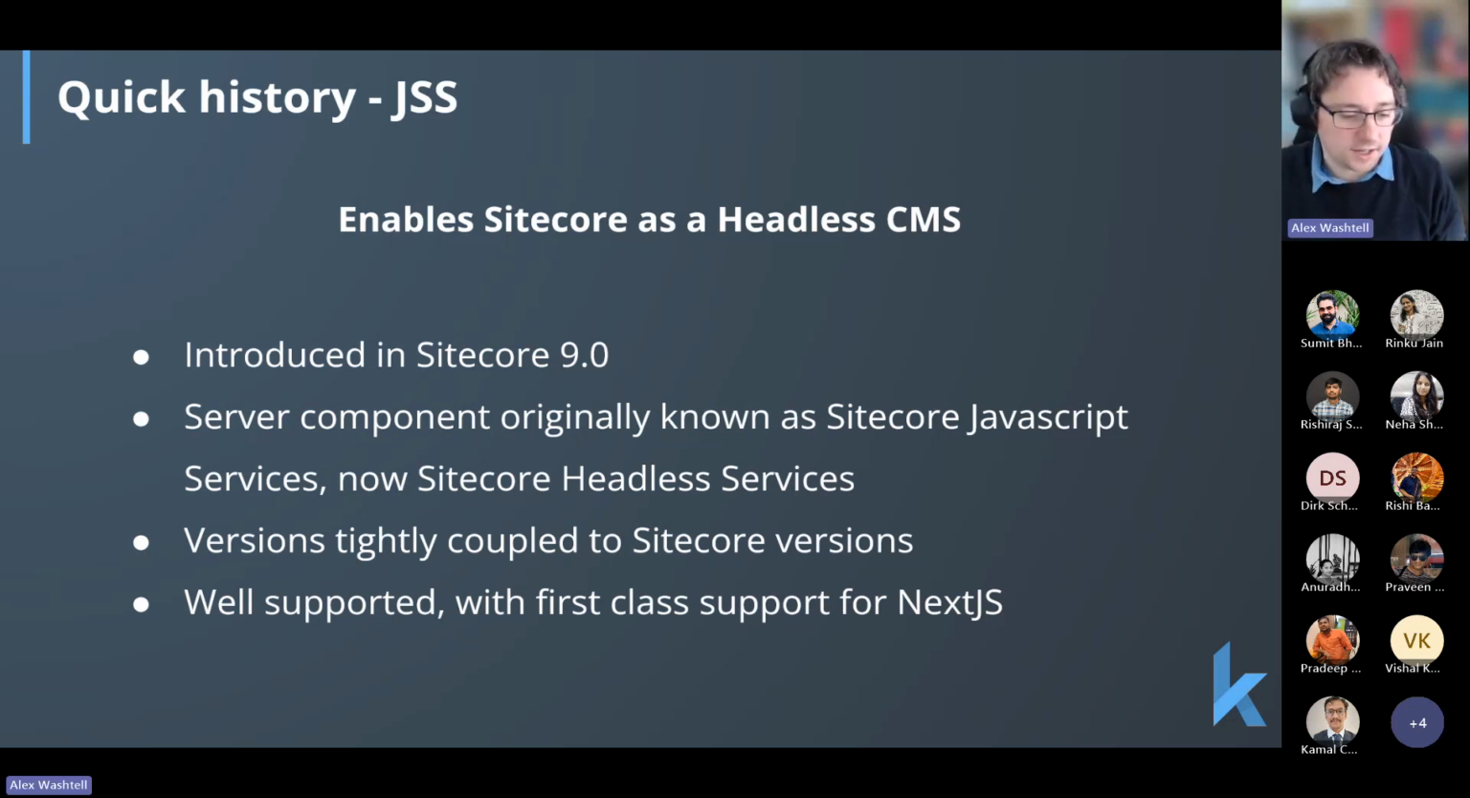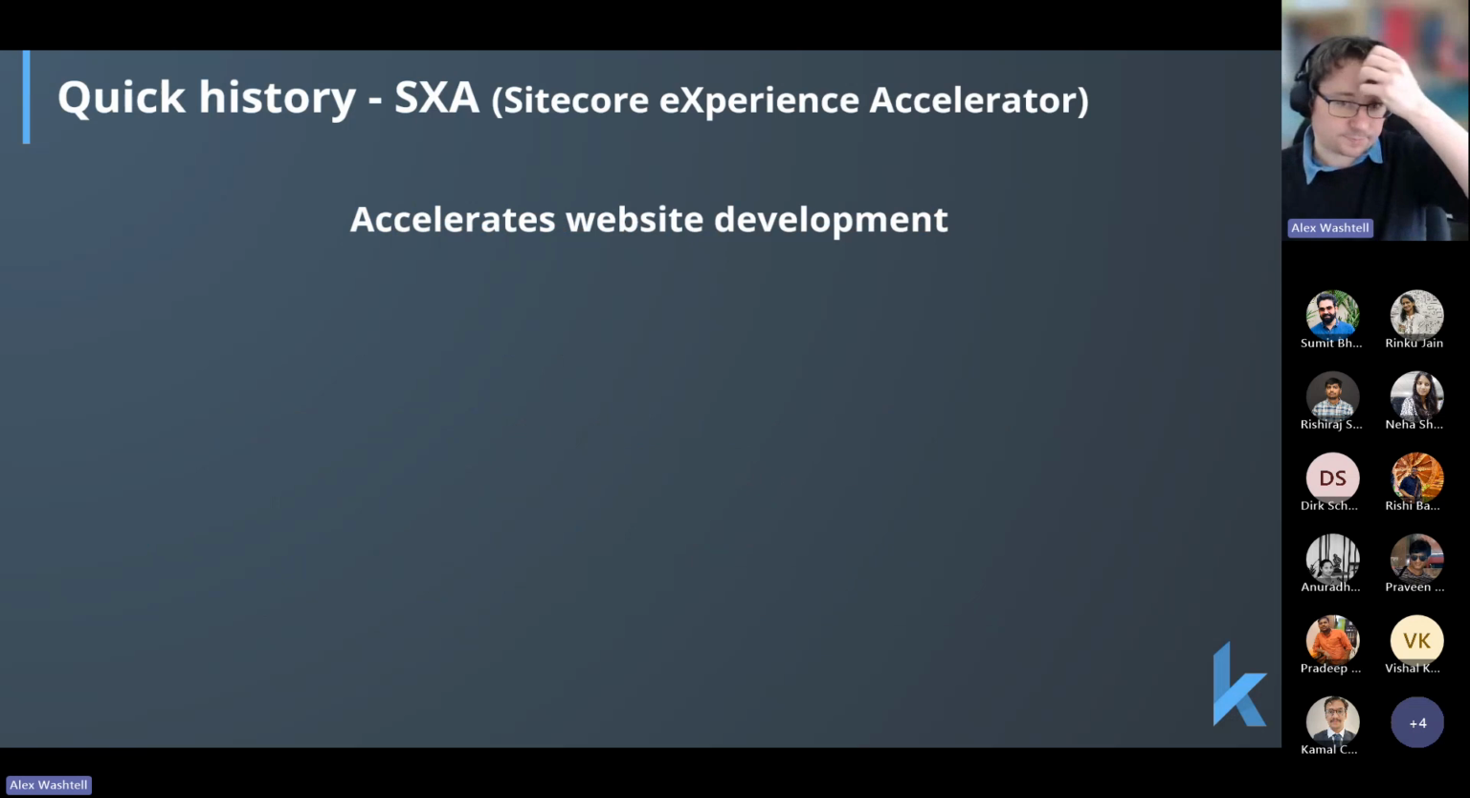So that's JSS, and then there's SXA, the Sitecore Experience Accelerator. The idea of this was to accelerate website development. Originally, it was to provide common features and components to save reinventing the wheel every time. There were a lot of features that agencies and developers of websites were often building and having to put onto sites each time. And the idea was, if we could provide all of that as a standard suite of functionality, that could really speed up development.